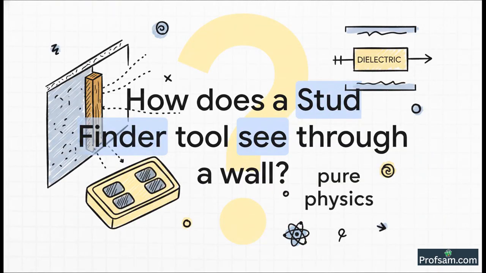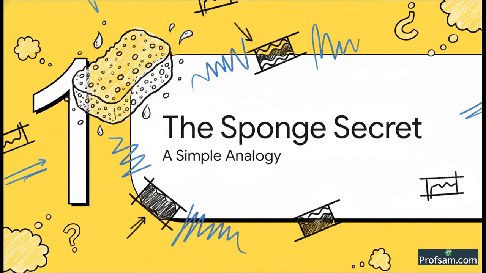Okay, so before we jump into the physics, let me ask you a question. Have you ever seen a carpenter or an electrician use one of those small stud finder tools? You know, the one they slide along a wall and it beeps when it finds a wooden beam behind it? How does it do that? Is it some kind of magic? Well, it's not magic, it's pure physics, and the secret behind it is exactly what we are going to learn today. So, to understand that secret, let's forget all the complicated formulas and definitions for just a moment.